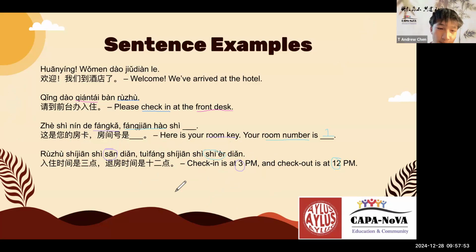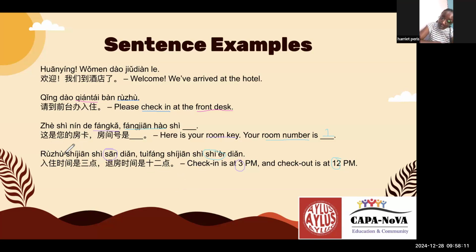Okay, so now that we have that. 入住时间是3点. That means, remember, check-in time is 入住时间. We've learned that before. 入住时间是3点. Check-in time is at 3 p.m. 退房时间是12点. 退房 is check out. So 退房时间 is check out time. So together, check-in time is at 3 p.m. Checkout time is at 12 p.m.